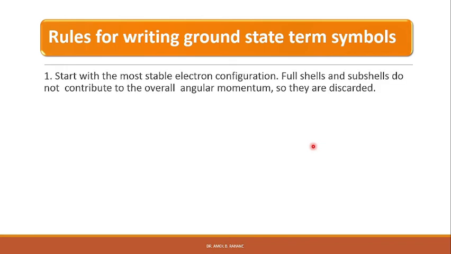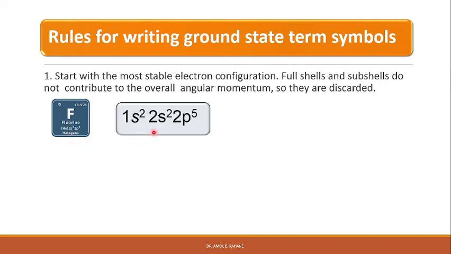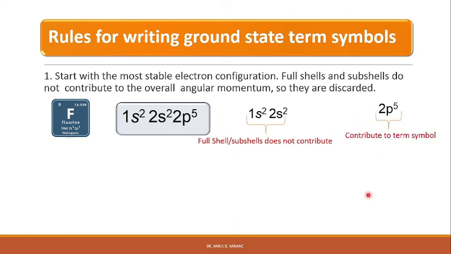The first rule is to start with the most stable electronic configuration. In that case, full shells and subshells do not contribute to the overall angular momentum, so they are discarded. Let us take an example of fluorine. The electronic configuration of fluorine is 1s2, 2s2, 2p5. Here 1s2 and 2s2 are completely filled, that means full shells or subshells, therefore they do not contribute, and only the last shell, that is 2p5, will contribute to the term symbol.